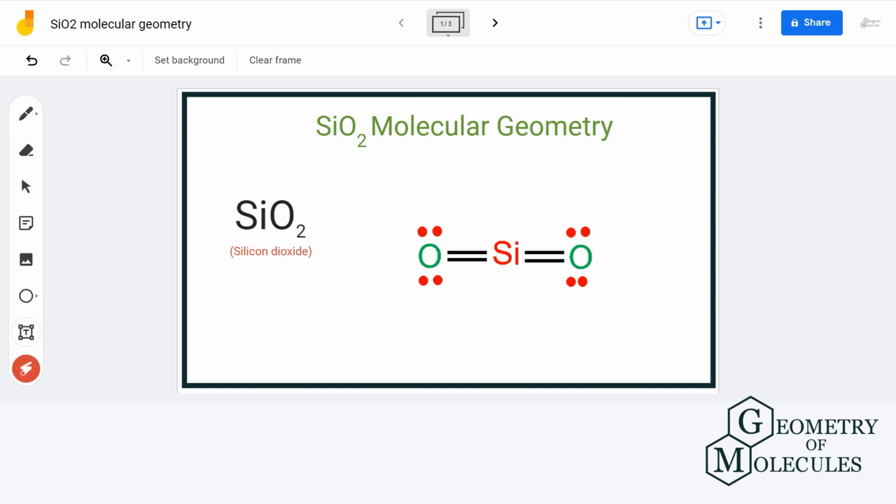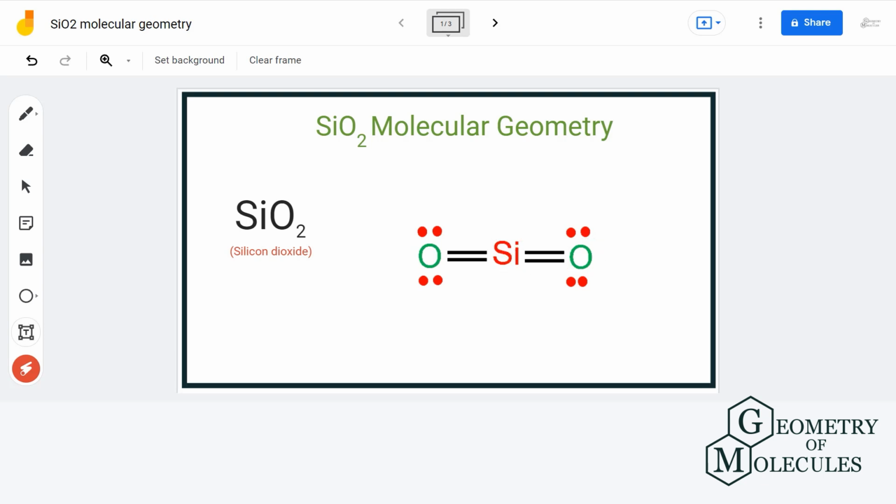In this video, we are going to help you determine the molecular geometry of silicon dioxide. It has a chemical formula of SiO₂, and to understand its molecular geometry, we are first going to look at its Lewis structure. So this is the Lewis structure of SiO₂, where silicon is forming two single bonds with two oxygen atoms and has no lone pairs of electrons on it.